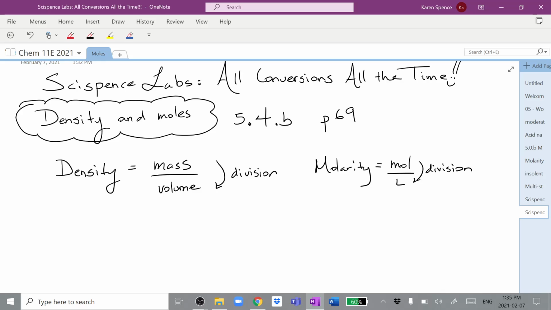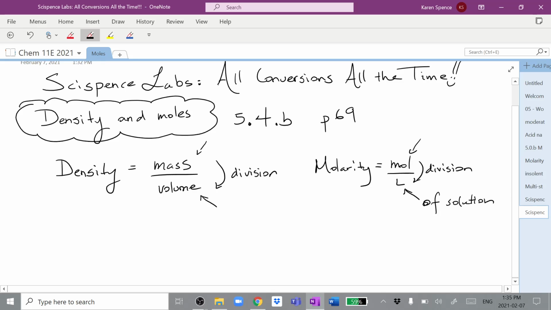And what two things can density convert between? Well, molarity could convert between moles and liters. Density can convert between mass and volume. And when we dealt with molarity, this was liters of what kind of a substance? Molarity is always for a solution.